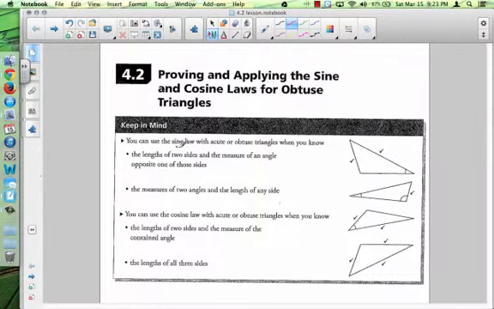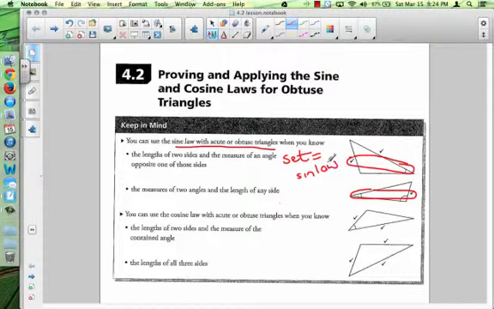It says you can use the sine law with acute or obtuse triangles when you know, first of all, the lengths of two sides and the measure of an angle opposite one of those sides. So if you have the length of two sides and the angle that's opposite, you can use sine law because you have a set right here. And that's when we use sine law, if you have a set. Or if you have the measures of two angles and the length of any side, there's that set as well. Okay, so set equals sine law.